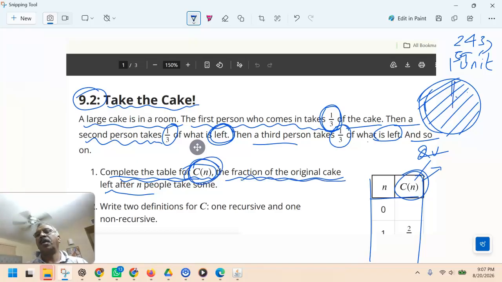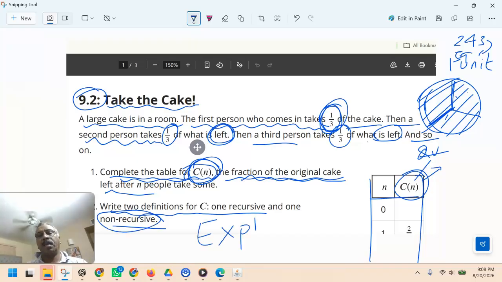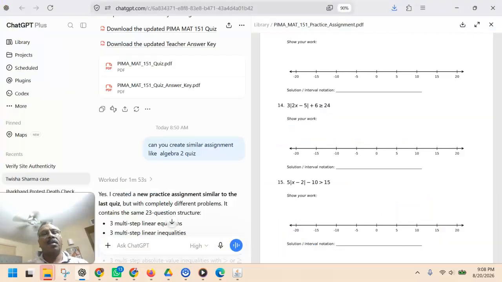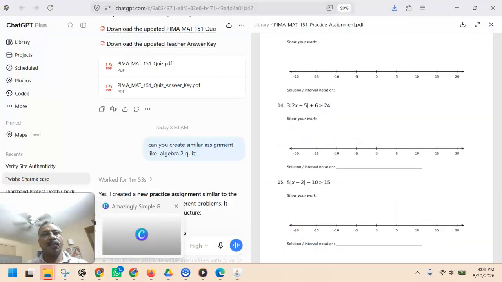It means if somebody will try to break this into, let's say, because he takes one third. I'm gonna go show these visuals. But you're supposed to write two definitions, one recursive and one non-recursive. When you say non-recursive, basically it means you are going to create an explicit formula or explicit definition.